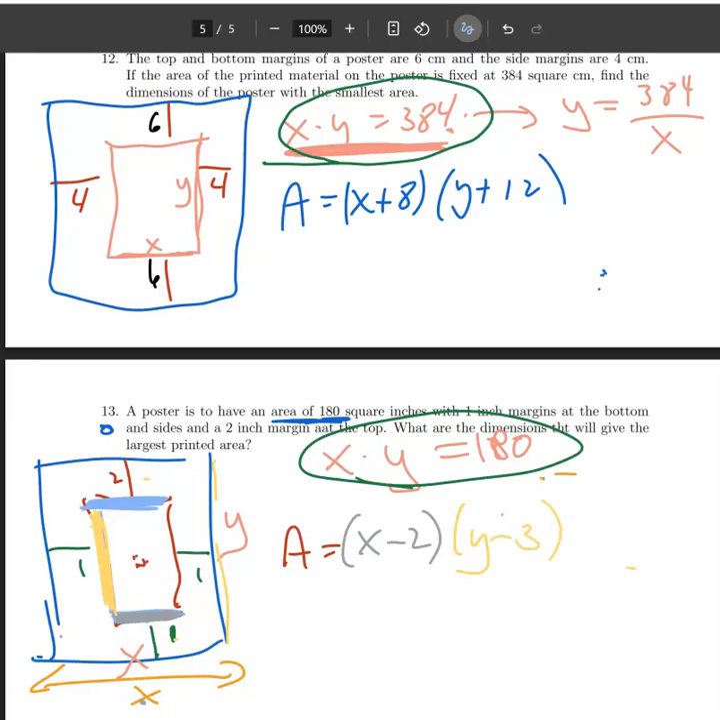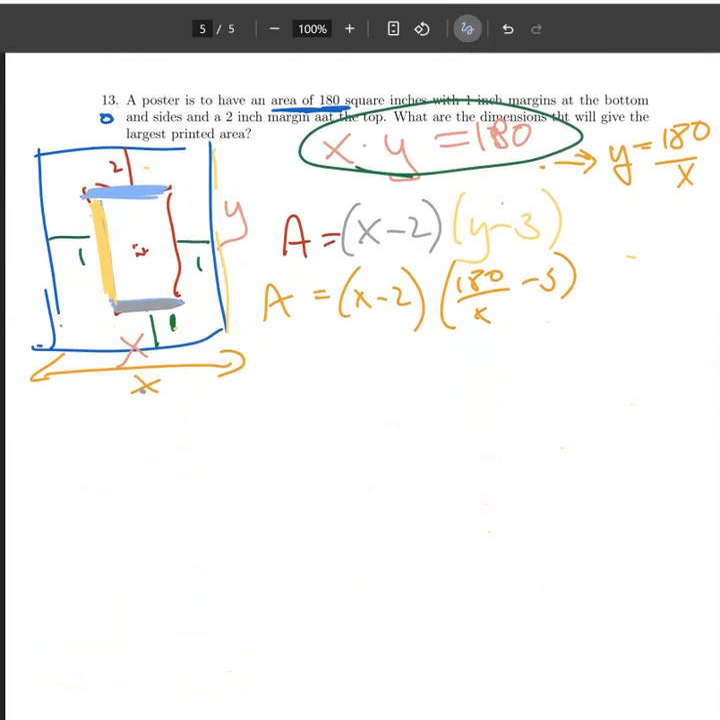Now take this one and solve it for y. 180 over x. So A equals x minus 2, times 180 over x minus 3. And I'm ready to go. I could multiply it out or I could do product rule. I think last time I did product rule, so why don't we just multiply it out this time? It doesn't matter. So I get 180, right? And then I'd get minus 3x, and a minus 360 over x, and then a plus 6.